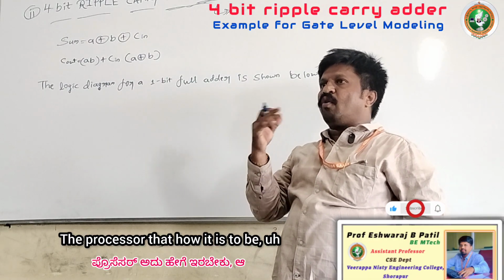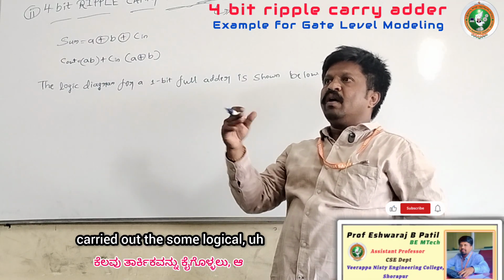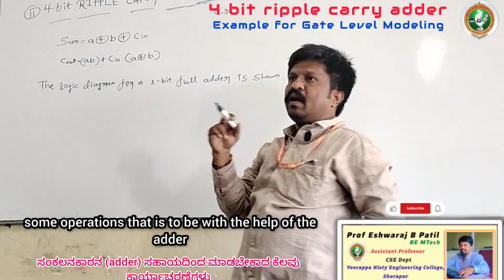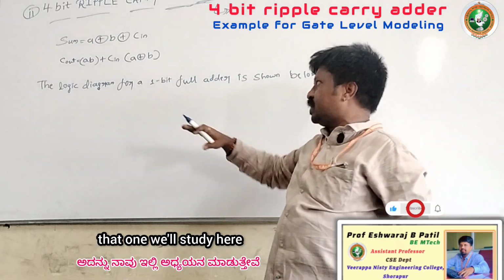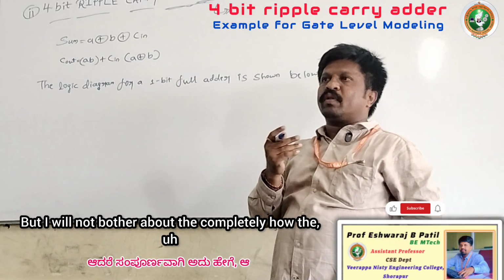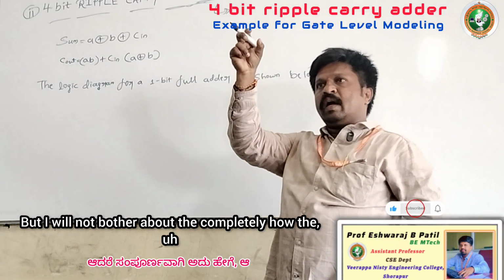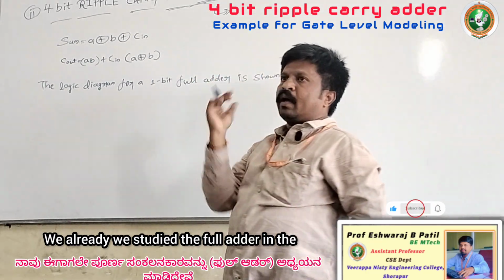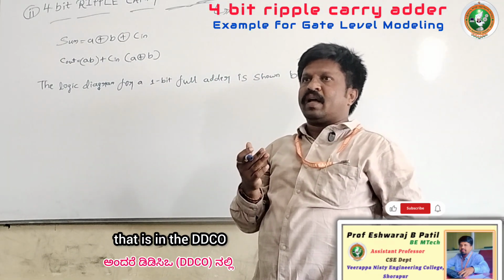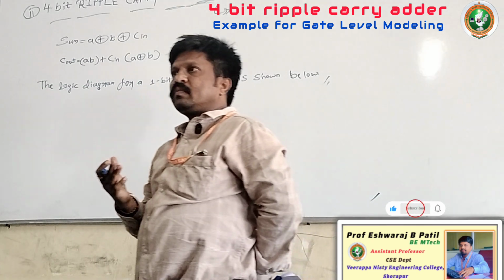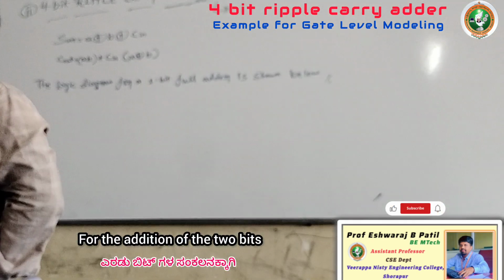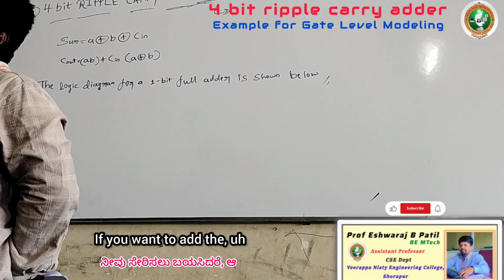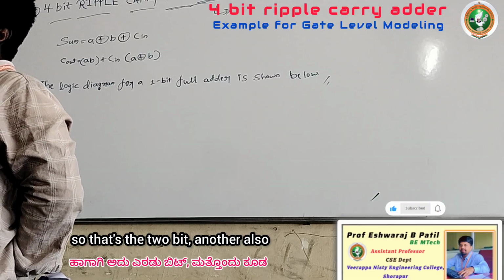How the processor carries out some logical operations is with the help of the adder. How the adder works, we will study here, but I will not bother about the complete truth table and all. We studied the full adder in the previous class, in DDCO. For the addition of 2 bits, I will go with the half adder.